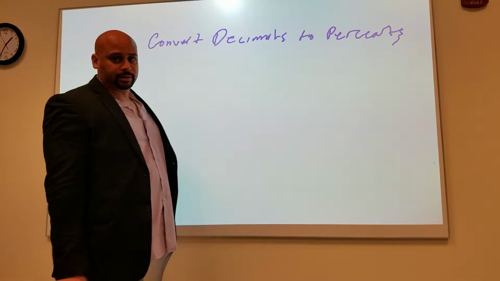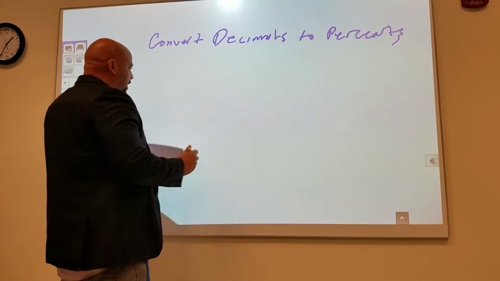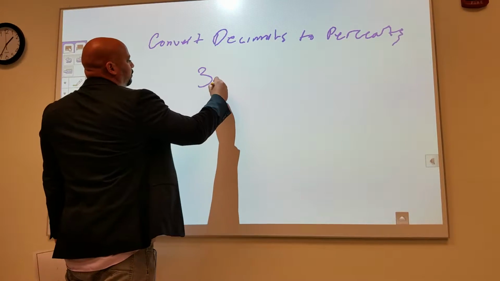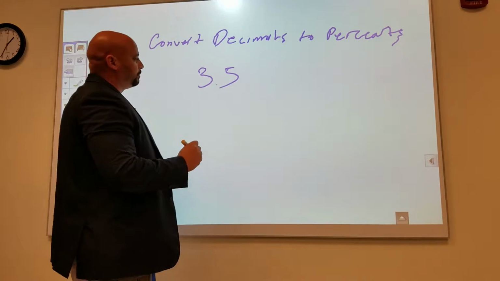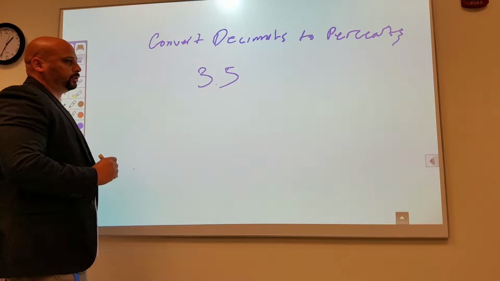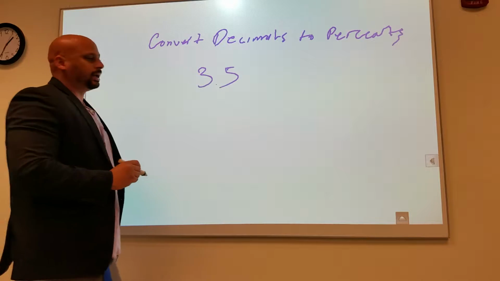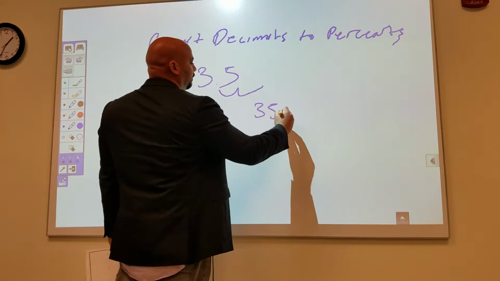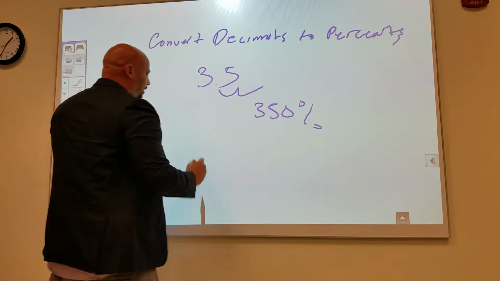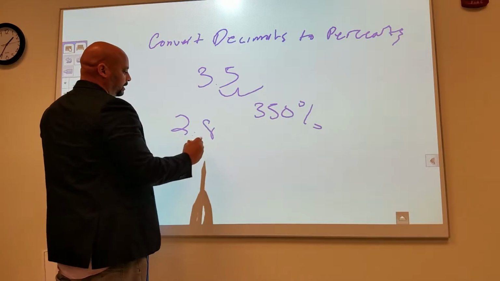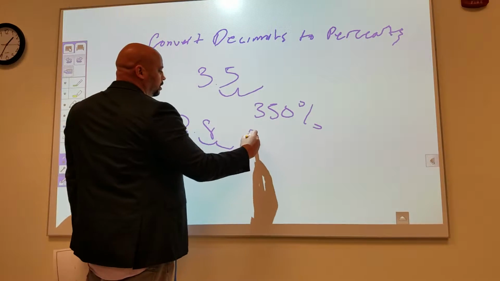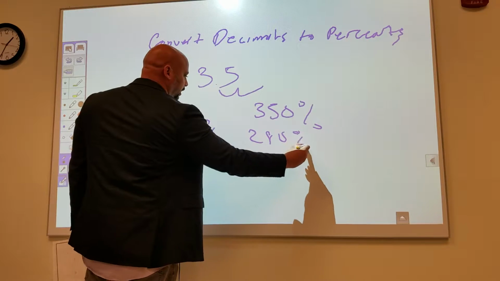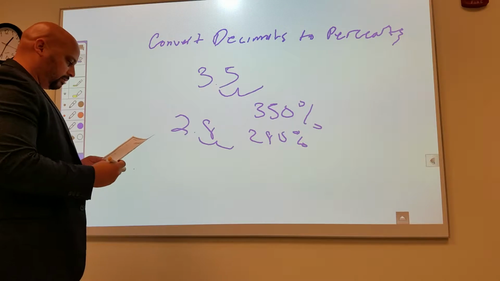About converting decimals to percents. So there's rules for that. With a decimal, how do you turn it to a percent? You move it two places to the right and add a percent sign. So go 1, 2, would be what? 350%. Okay. If we have 2.8, it would be what? As a percent, it would be 1, 2, 280%. Okay. So that's what you do essentially with percents.